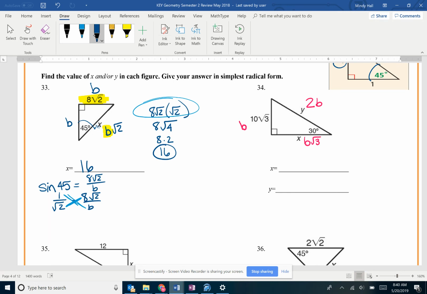So if I want to find x first, x is the long leg. So we're going to go ahead and do that.